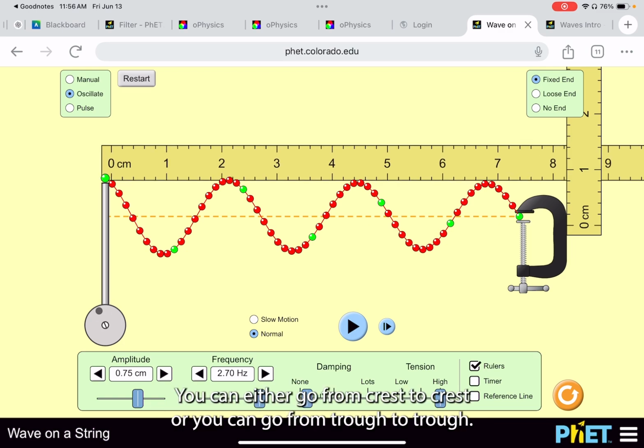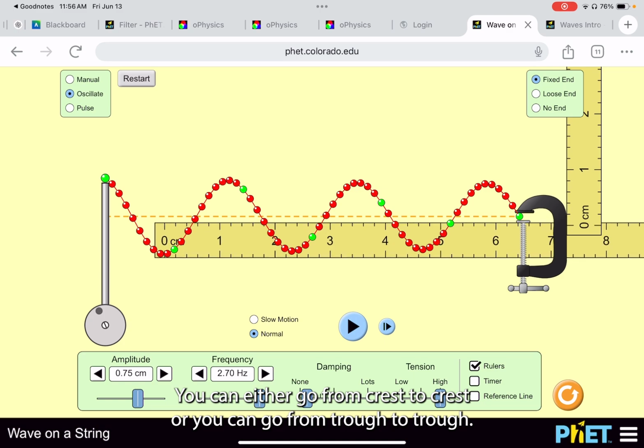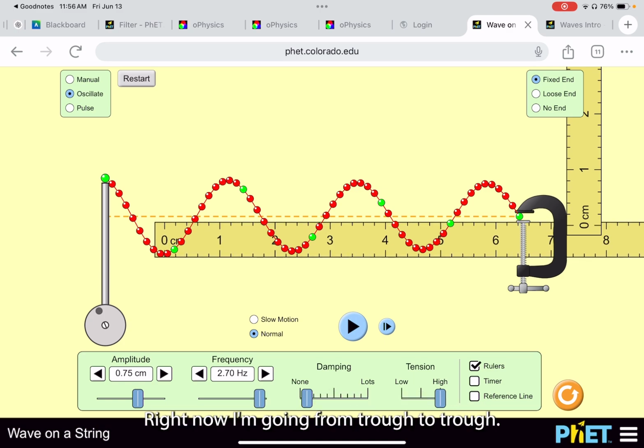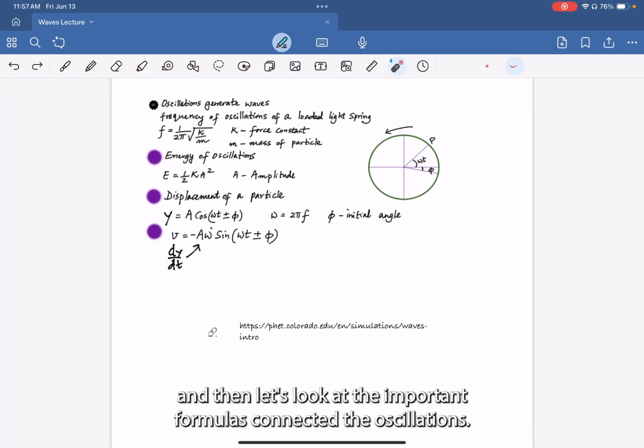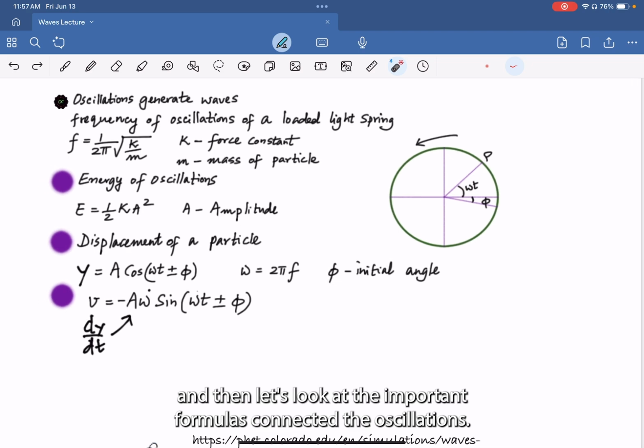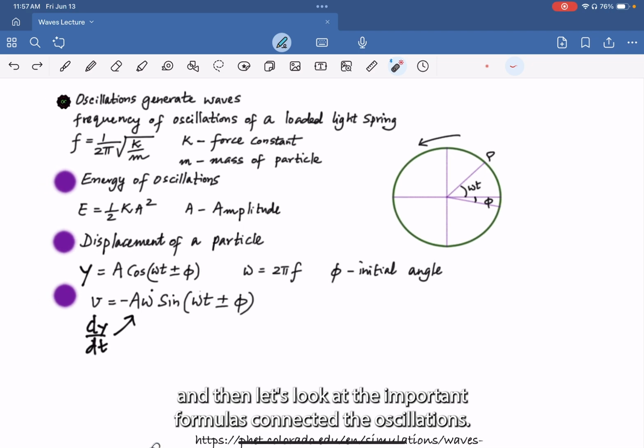You can either go from crest to crest, or you can go from trough to trough. Right now, I'm going from trough to trough. Again, you can see that the wavelength is 2.2 centimeter. So that is the basic idea of oscillations that you need to have. Let's get back to what we were doing, and look at the important formulas connected with oscillations.